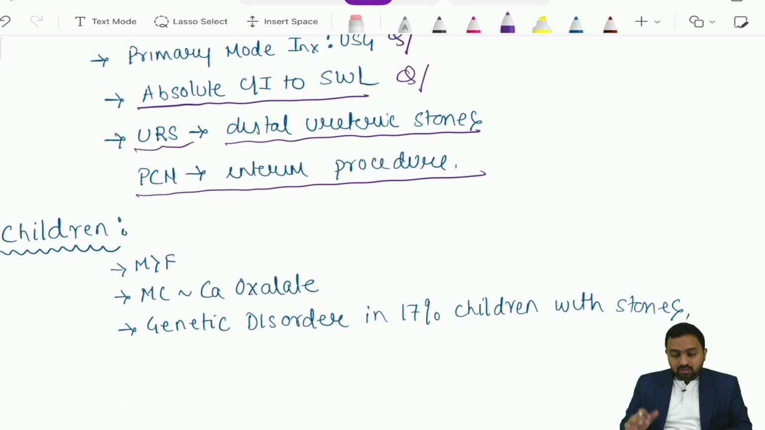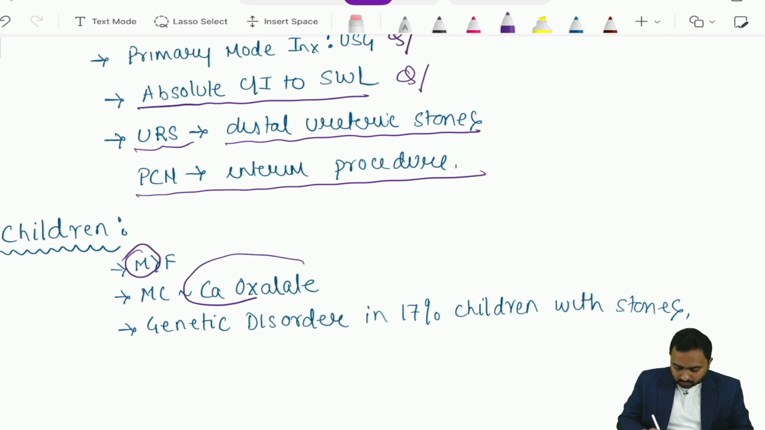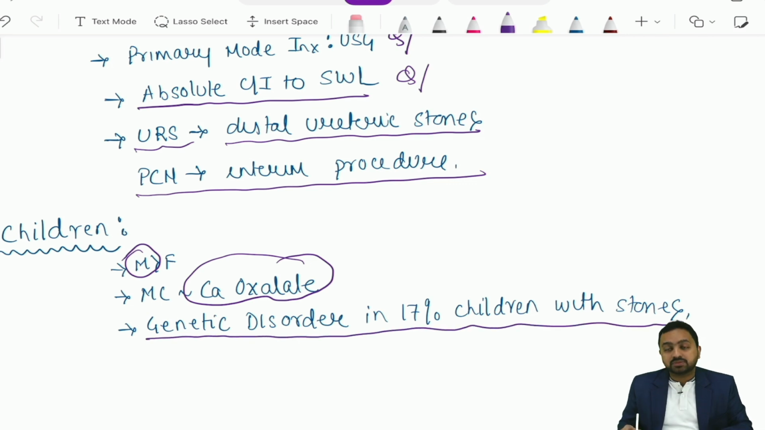Now in children, stones are again much more common in males. The most common stones in children are again calcium oxalate, and a genetic disorder is associated in 17% of children with stones.